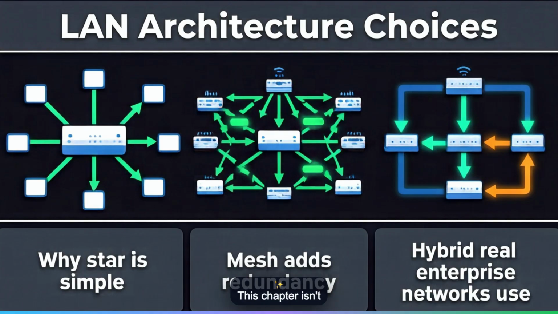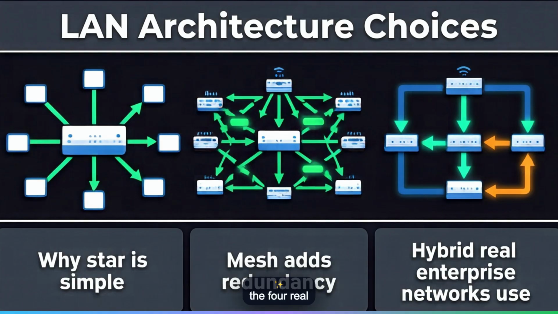This chapter isn't about memorizing layers. It's about understanding the why behind every cable, switch, and router. You'll learn how to design networks that don't just work today, but scale tomorrow. And yes, these patterns show up on the CCNA exam. Specifically, Topic 1.2, Describe Characteristics of Network Topology Architectures.